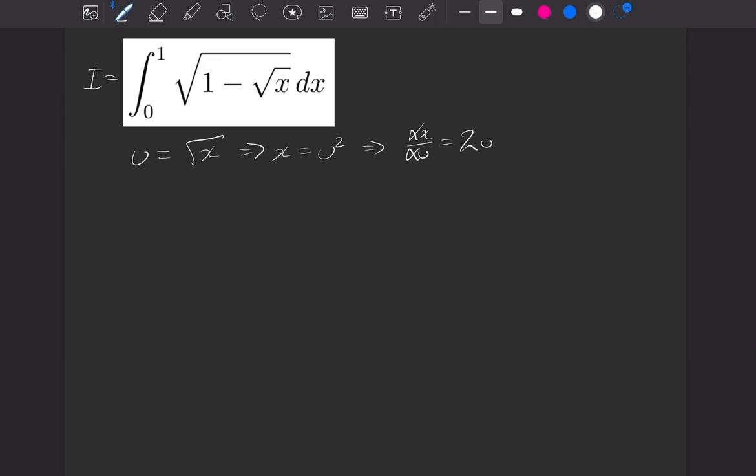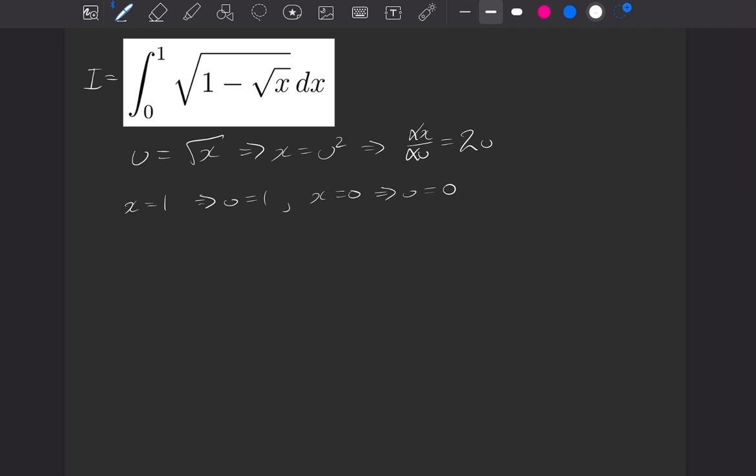Beautiful. So let's look at the limits. If x is equal to 1, then the square root of 1 is also 1. So we have that u is going to be 1. And similarly, when x is 0, the square root of 0 is 0. So we have that u is also equal to 0. So our limits don't change, makes things nice and easy. So let's plug in some things and see what pops out the other side.